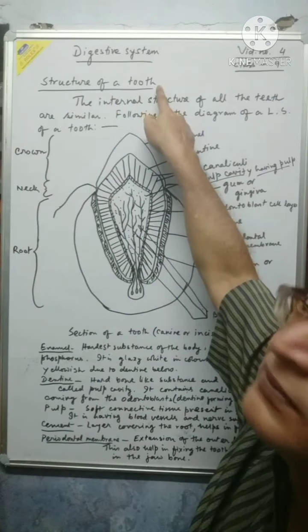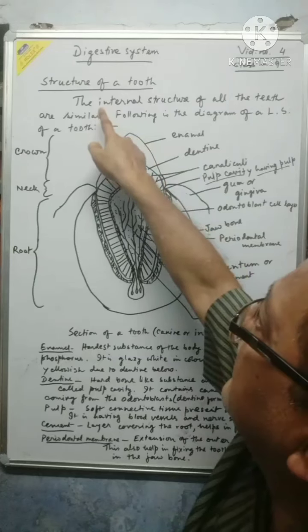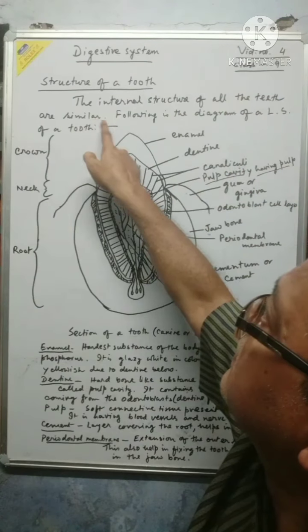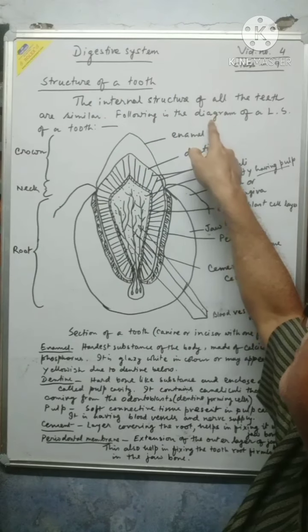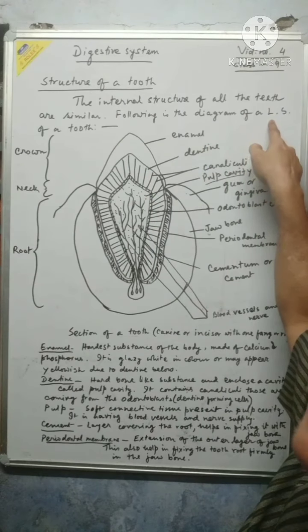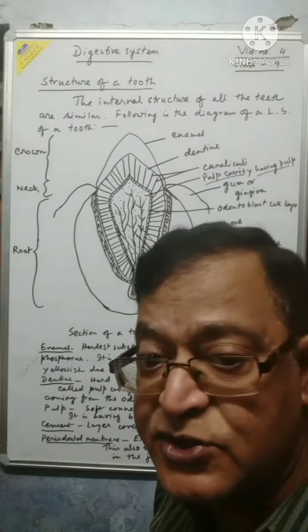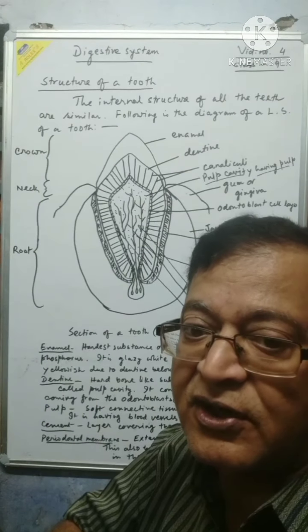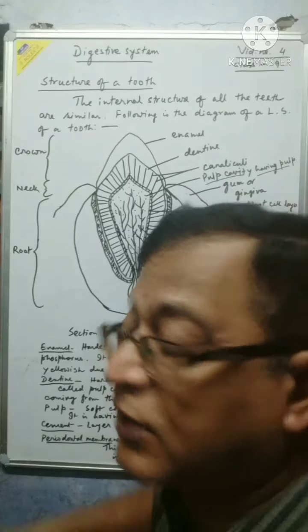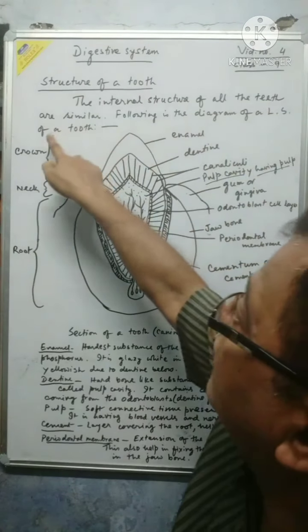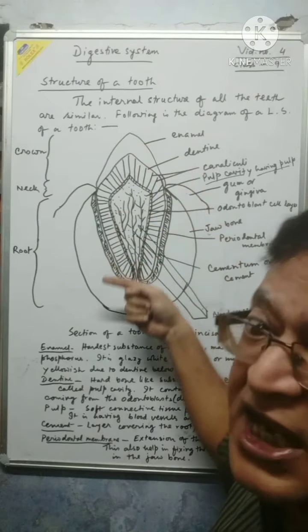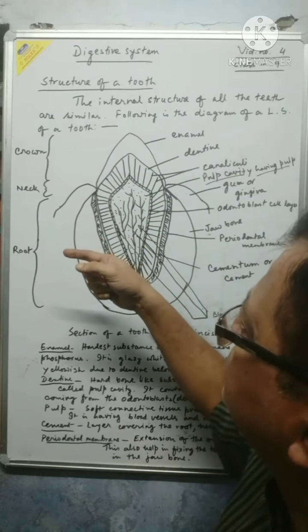The internal structure of all the teeth is similar. Following is the diagram of an LS. LS means longitudinal section. When you take a section and study it, that is called longitudinal section, shortly called LS. An LS of a tooth is taken and these are the structures that are visible in a tooth.